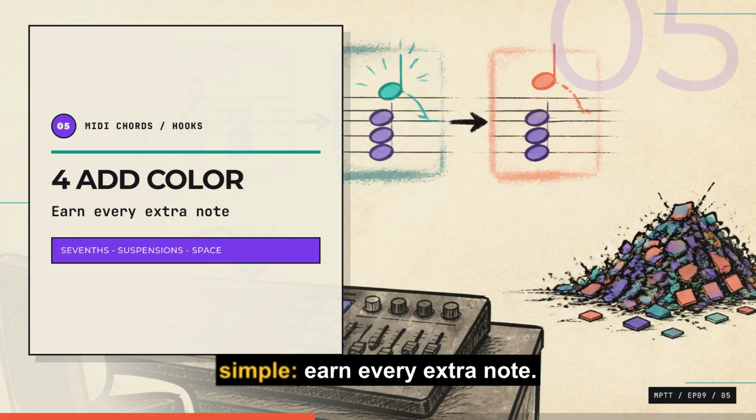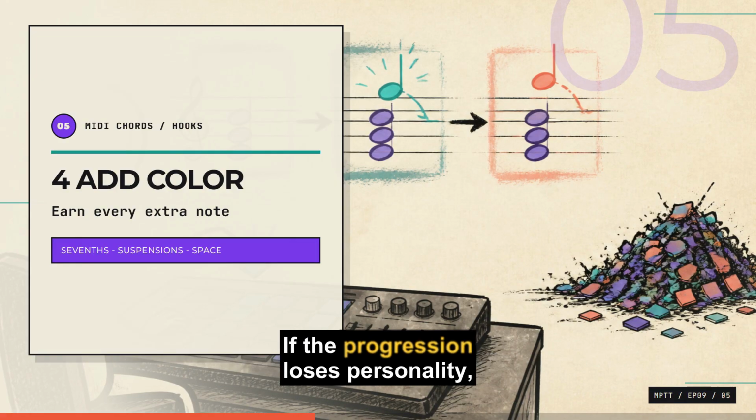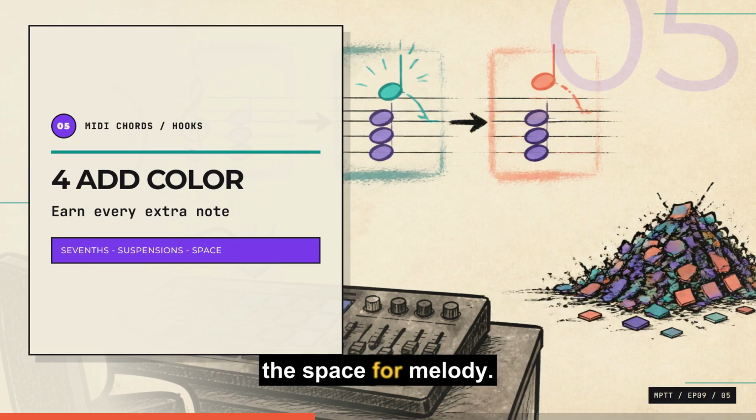The rule is simple: earn every extra note, or bypass the color tone. If the progression loses personality, keep it. If nothing meaningful changes, remove it and save the space for melody.